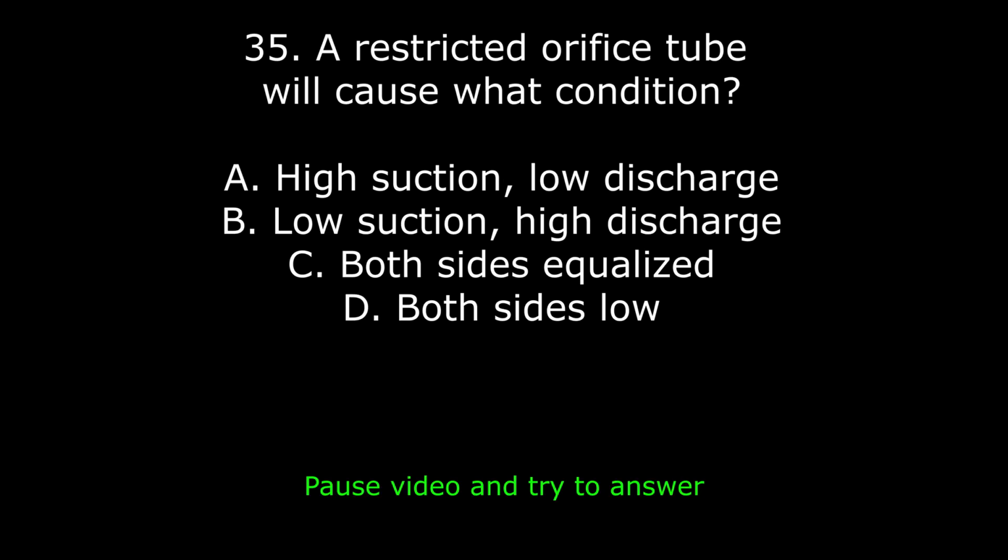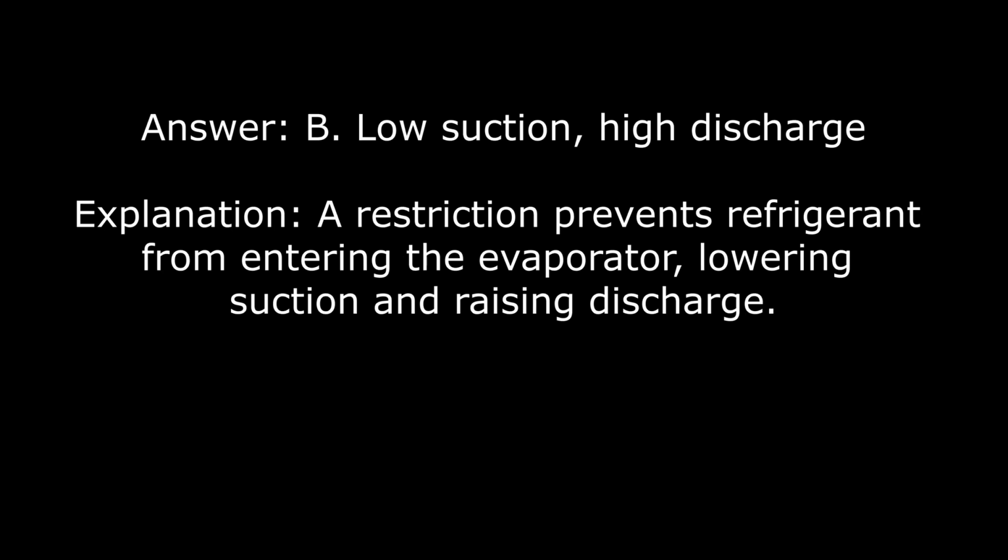35. A restricted orifice tube will cause what condition? A. High suction, low discharge. B. Low suction, high discharge. C. Both sides equalized. D. Both sides low. Answer B. Low suction, high discharge. Explanation: a restriction prevents refrigerant from entering the evaporator, lowering suction and raising discharge.